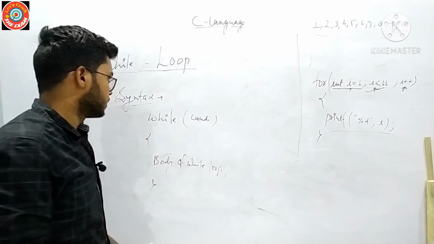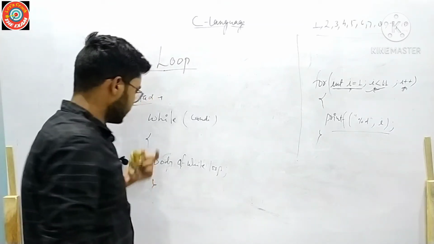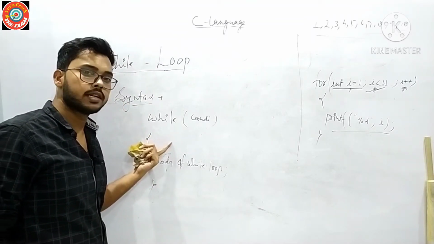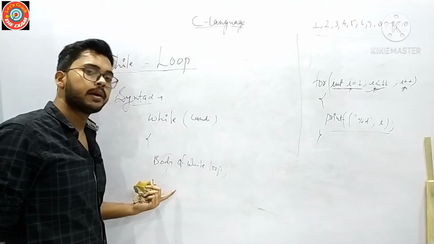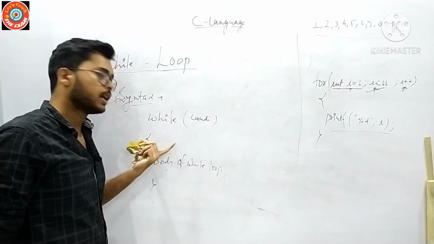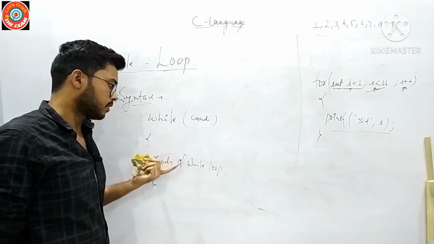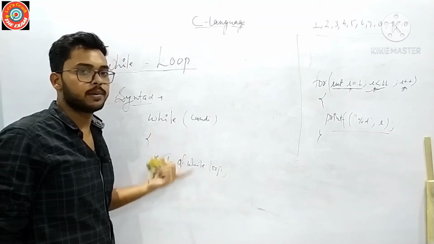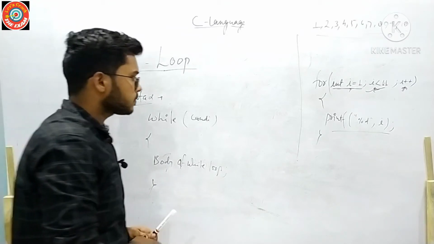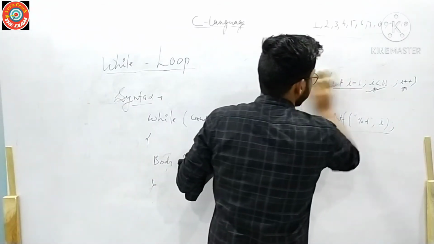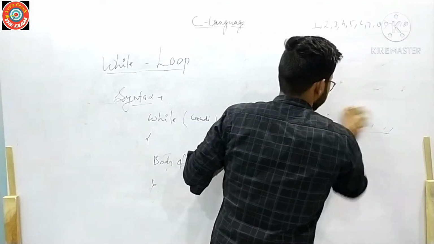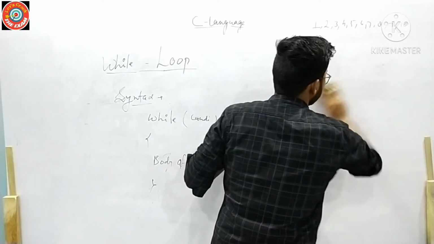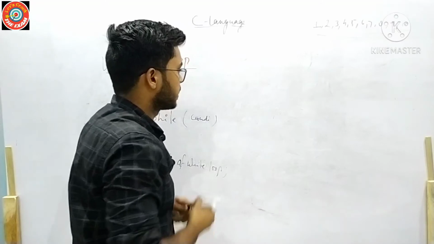There is nothing else in this loop. It is not mandatory or necessary to write an increment or decrement operator in a while loop. If we want to increment our value, we will use increment or decrement according to us. So we will take an example, the same example, or we can use another example.